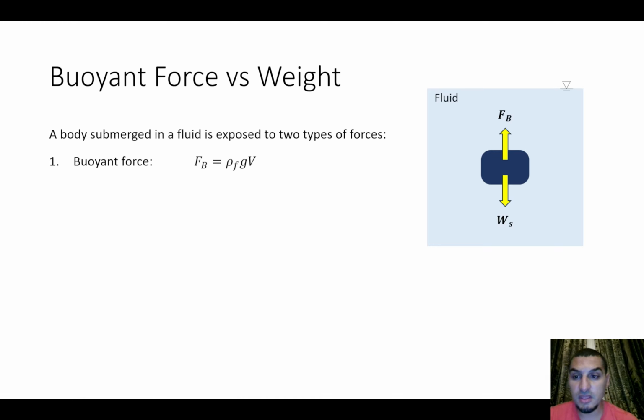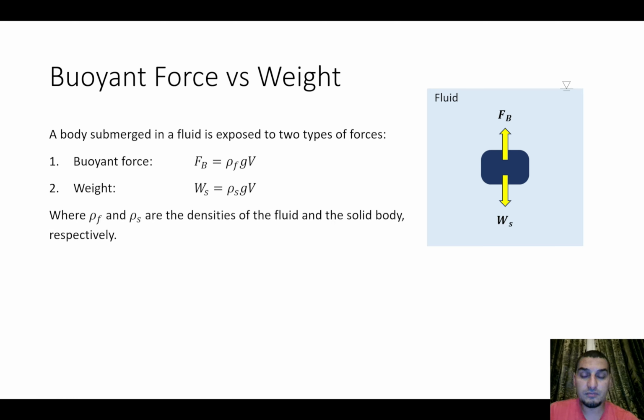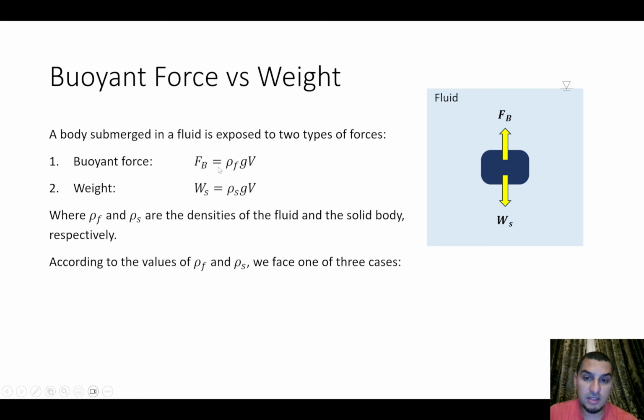So the buoyant force is rho g V, which is the fluid density times g times V. The weight is the same, but with the density of the solid body. Okay, so we have two forces. They have very, very similar equations. It's the same g V, but this is the density of the fluid, and this is the density of the solid body. And so the state of the solid body, whether it's going to sink or to float, depends on which of these two is larger in value. Consequently, it's the relation between these two densities.